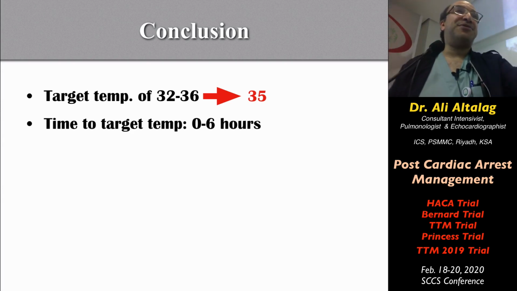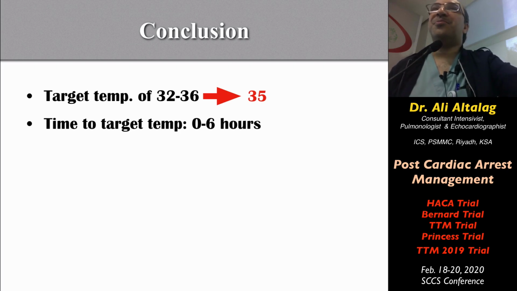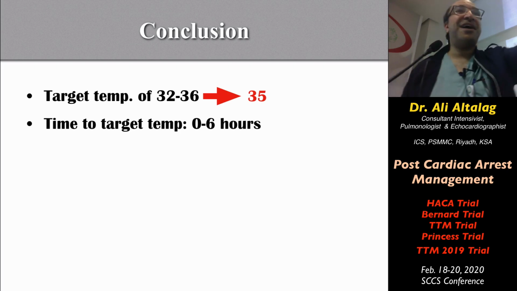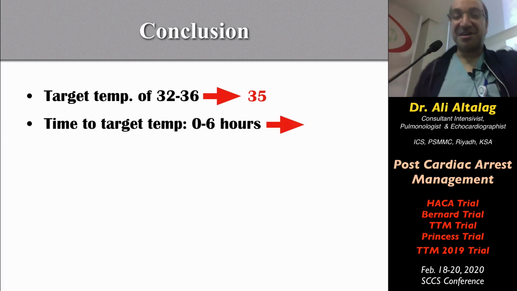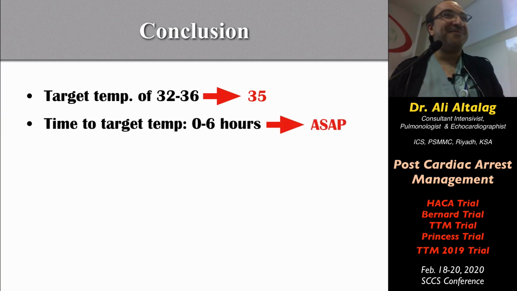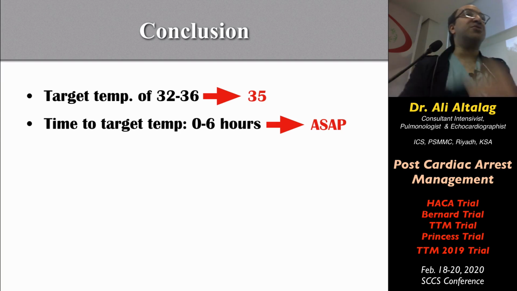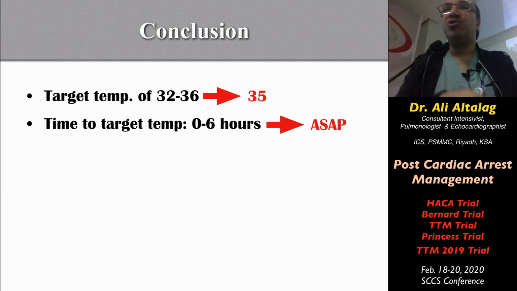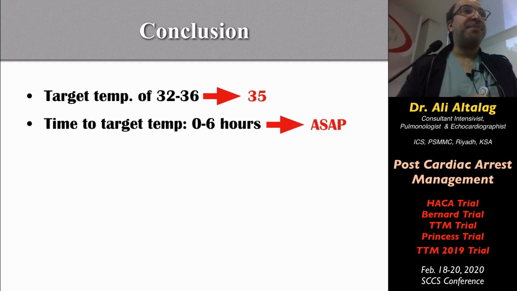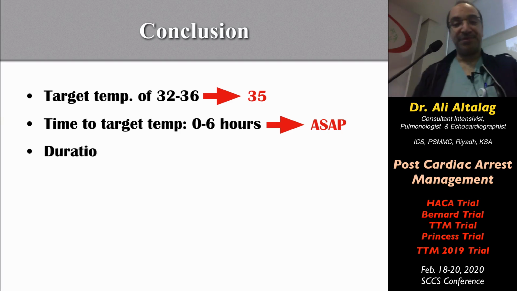Time to target temperature, 0 to 6 hours. And where will you go? Excellent. Did you see my slides before? As soon as possible. Even if you can do it during CPR, I think the sooner the better.